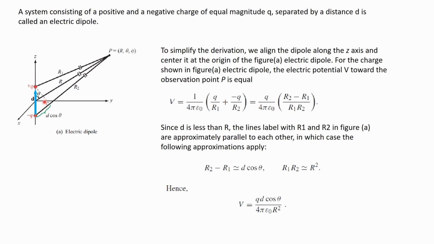Next, since d is much less than r, the lines labeled r1 and r2 in figure A are approximately parallel to each other, in which case the following approximations apply. r2 minus r1 is approximately d cos theta, and r1 multiplied by r2 is approximately r squared. Hence, V equals q multiplied by d multiplied by cos theta divided by 4 pi epsilon r squared.